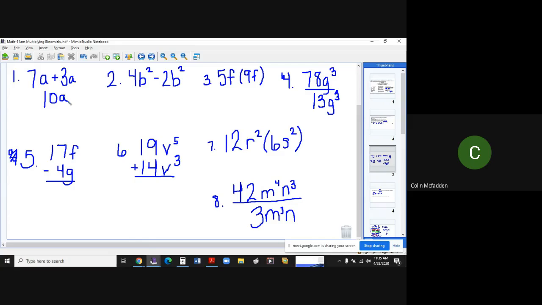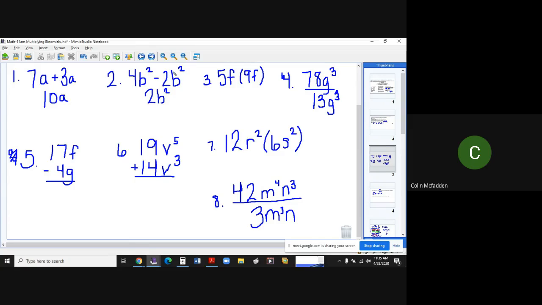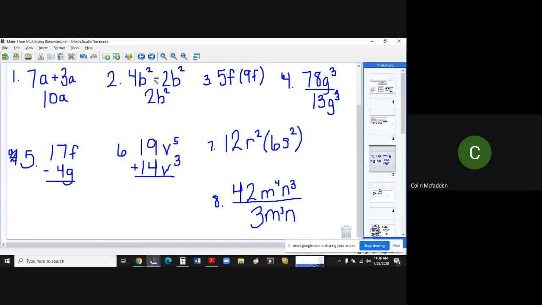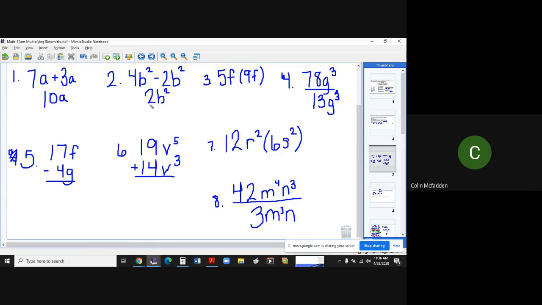2B. The answer is actually 2B squared. Okay, so I know exactly what you did, Mr. McFadden. You more than likely subtracted these exponents. Yeah, that's what I did. But remember, when it comes to like terms, you see how I have a b squared over here and a b squared over here. So they're twins. So I'm not going to mess with the twins. I'm only going to look at the number. So I keep my twins the same and I put my number as the coefficient in front of that. So just keep that in mind.